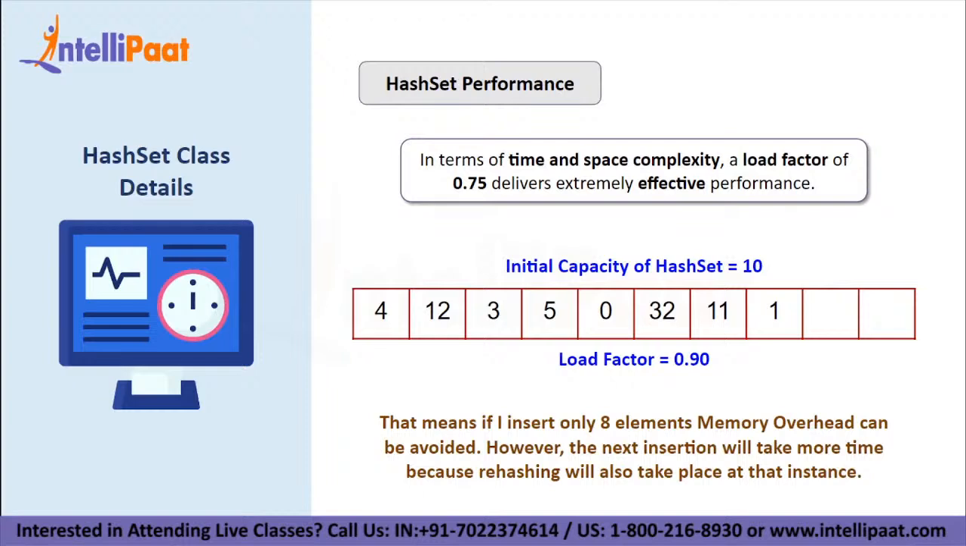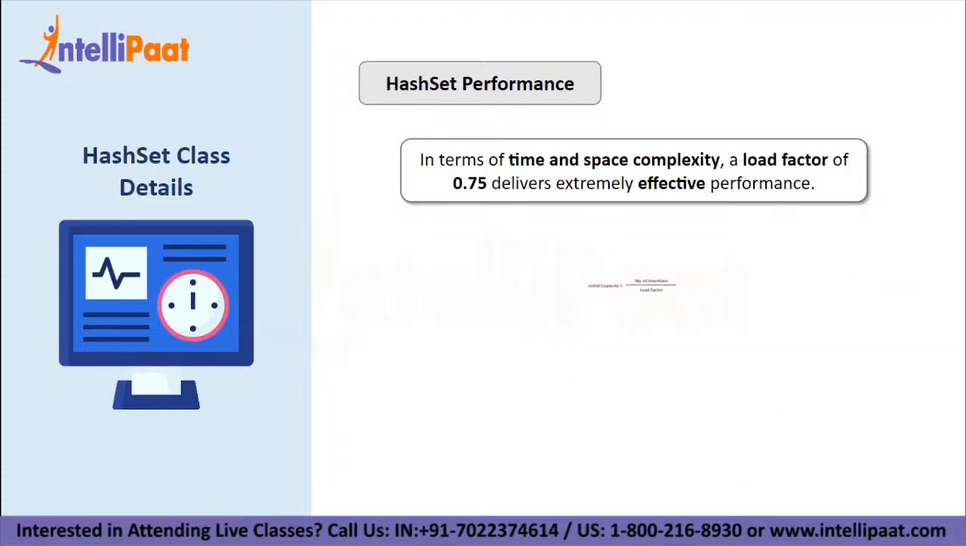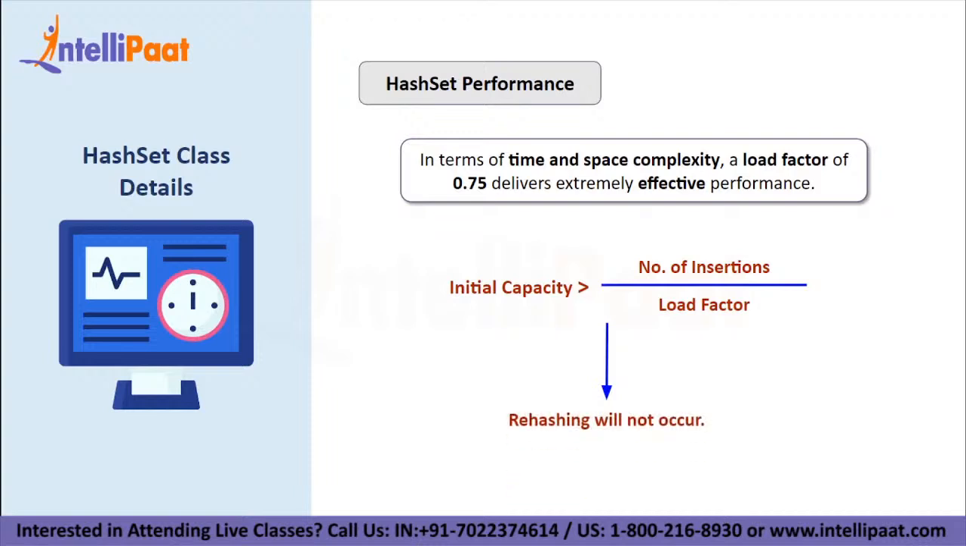That is why it is recommended to pick the starting capacity intelligently in order to reduce the rehashing operation. No rehash operation will ever occur if the starting capacity is larger than the maximum number of entries divided by the load factor. So guys, choose this initial capacity wisely if you want to attain efficiency with hash set.